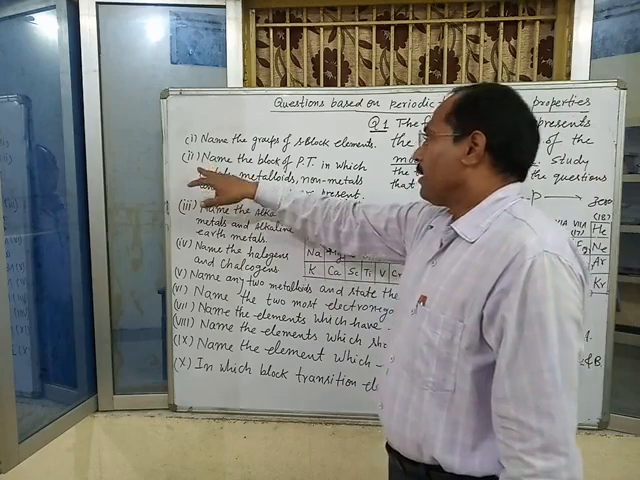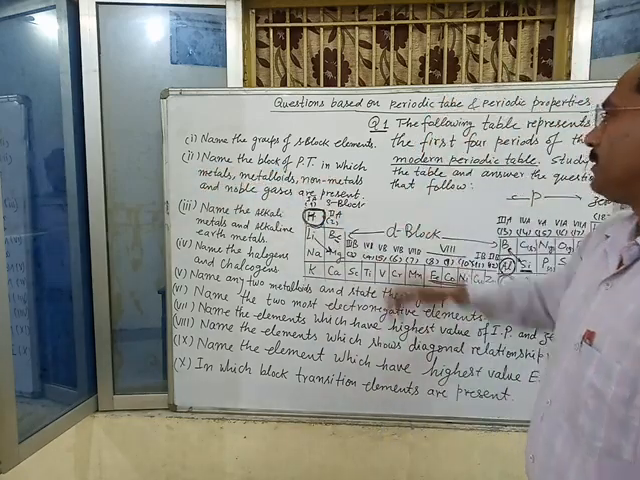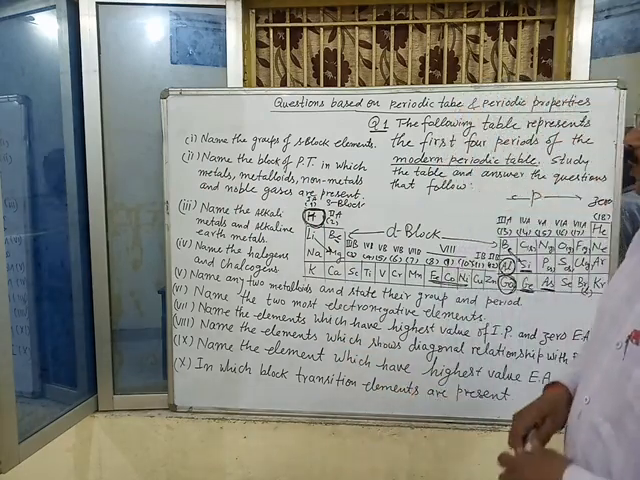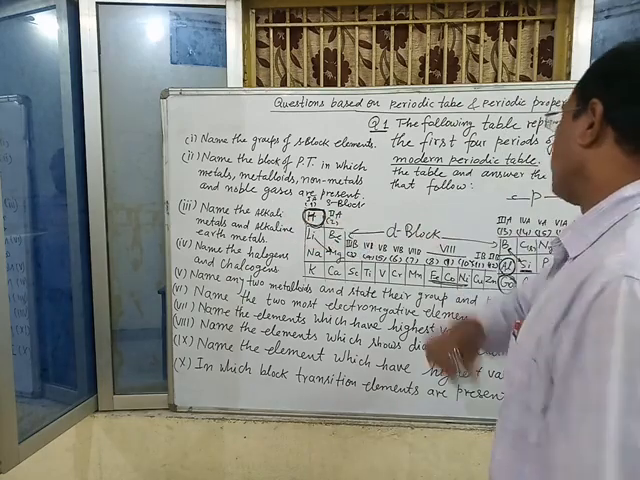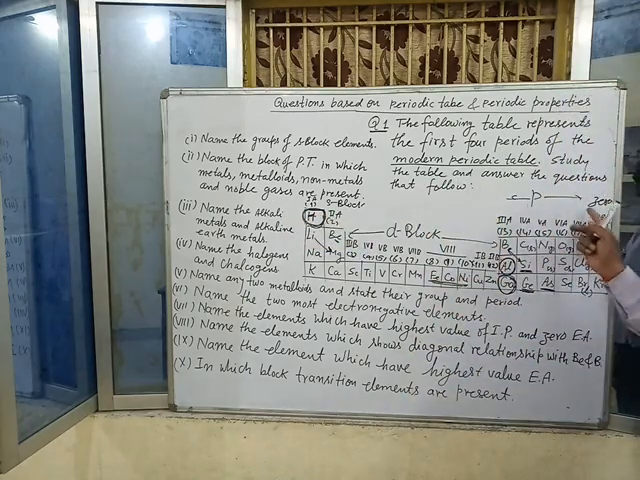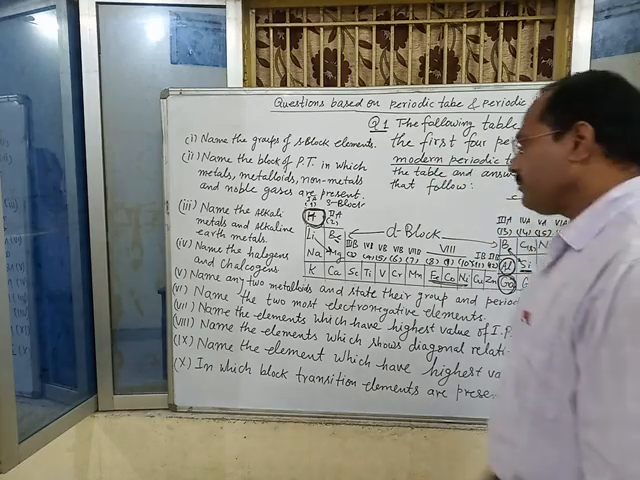Second question, name the block of the periodic table in which metals, metalloids, non-metals and noble gases are present. Your correct answer is P block. In P block, all the four types of elements are present.